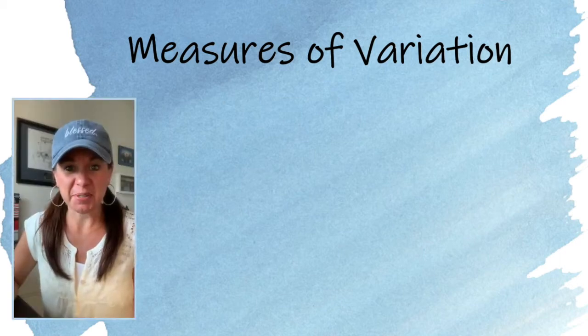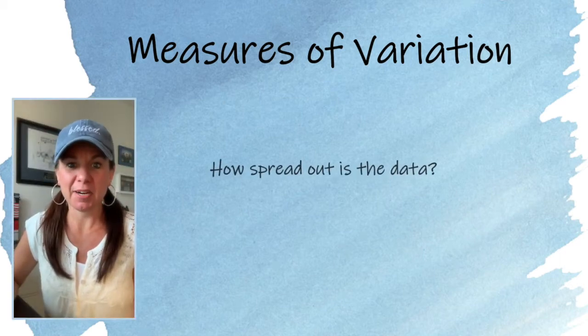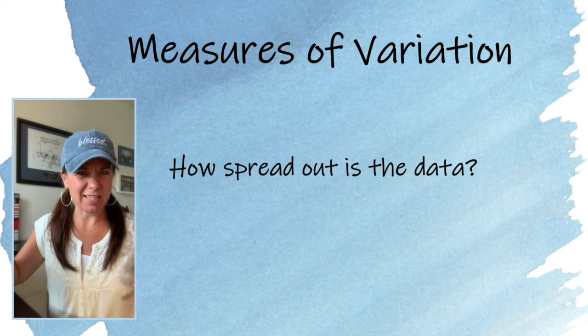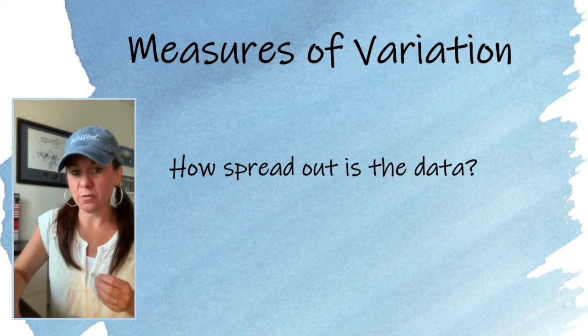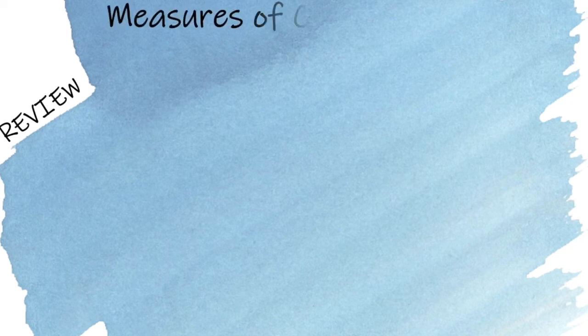Now we're talking about measures of variation. Basically, we're going to ask, how spread out is the data? So before we do that though, let's review measures of central tendency.